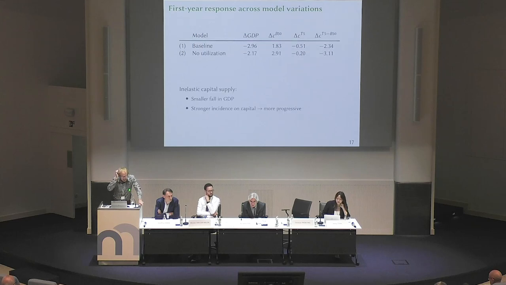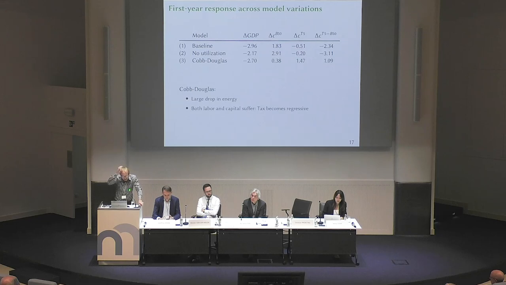If you don't have any utilization in there, so firms cannot shut down any machines, then the drop in GDP is going to be much smaller because it's only driven by a fall in labor, but the tax also becomes a lot more progressive. It's going to hurt the rich even more, because if you don't have any utilization margin, then capital supply is perfectly inelastic, and they're going to bear the cost of the tax.